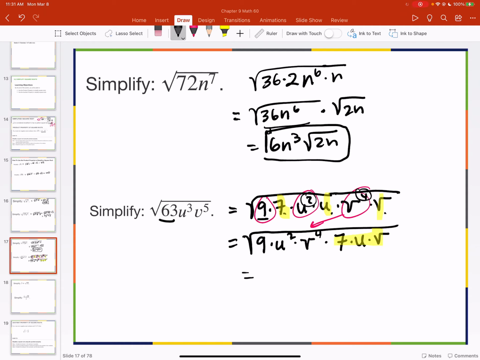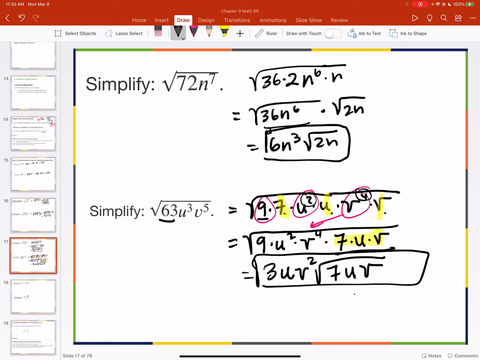And so finally, square root of 9 is 3. Square root of u squared is u. Square root of v to the power 4 is v squared. Then what's left inside the radical is 7uv. That's it. That's simplified because you can't simplify this further.